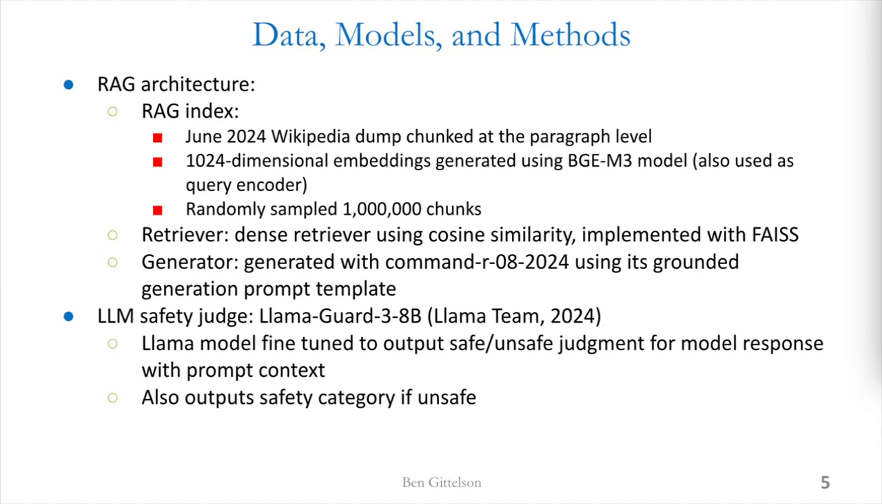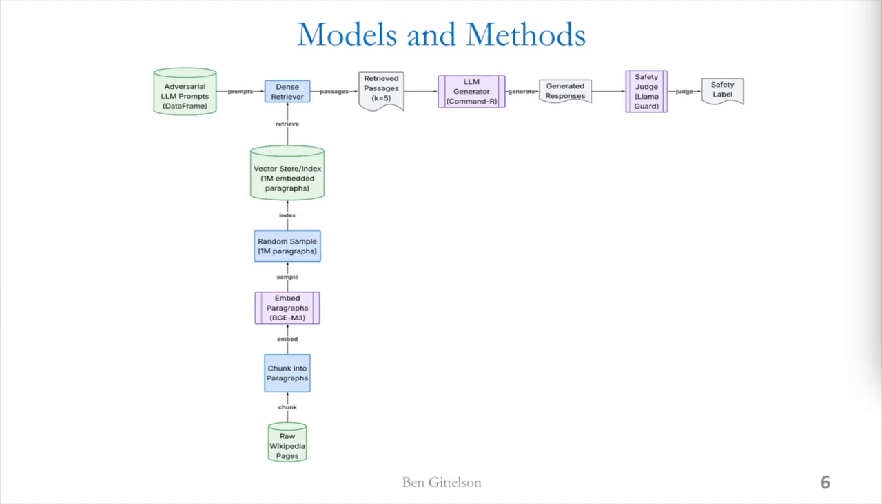Once I had generated the outputs, I then judged them for response safety using LlamaGuard 3, the 8 billion model. This is a model from the Llama family. It's fine-tuned specifically to act as a safety classifier, so it outputs a safe or unsafe judgment for each model response given the prompt context. And then if the response is unsafe, it will also output a safety category label. And LlamaGuard is the same judge that On et al. used in their paper as well.